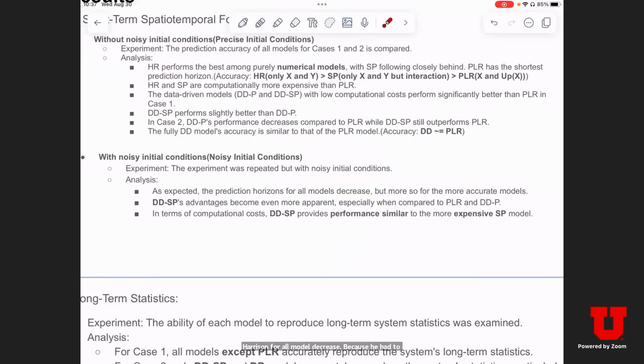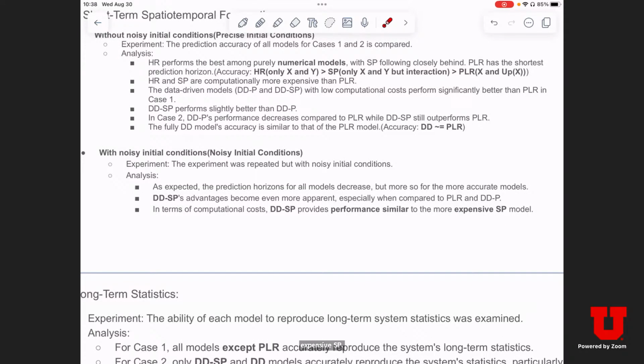The accuracy drops, but more so for the more accurate models. DDSP's advantage becomes even more apparent, especially when compared to PLR and DDP. And in terms of computational cost, the DDSP provides performance similar to the more expensive SP model. So, which means DDSP has better accuracy, but a lower computational cost than the SP.